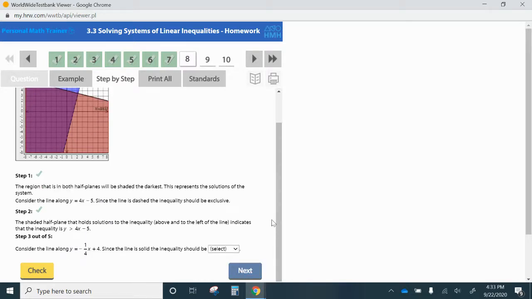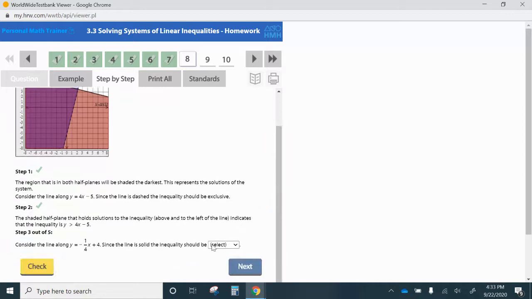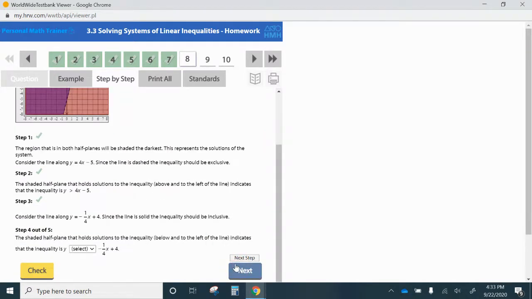Okay. Now let's consider this line, negative 1/4 x plus 4. So that's this line right here, because we know it's at 4. It's the y-intercept, and it goes down once we're at 4. It's shading below, and it's included. So this should be inclusive because it includes the line. The shaded half plane that holds the solution to the inequality is going to be less than or equal to, because it's shaded below.